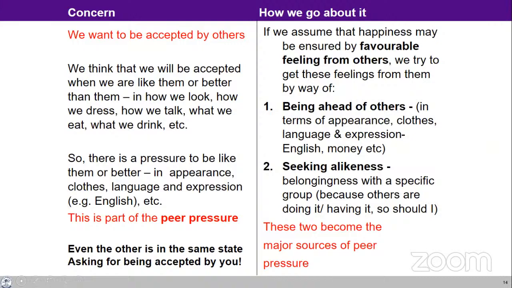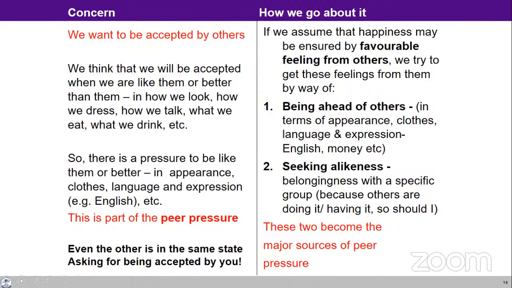Everyone is talking, their way of dressing is different. Some of them are talking very nicely, fluent English. Their language is different, and the common method of communication also, they are using a specific kind of words. Their gestures are different. So the students, these teenagers in their adolescent age, want to be accepted by others. Even the elders also have this feeling. We all have this feeling. We want to be accepted by others. This becomes a part of the peer pressure. The other is in the same state, asking for being accepted by you. All the students are in the same state. Everyone wants to get accepted by the others.